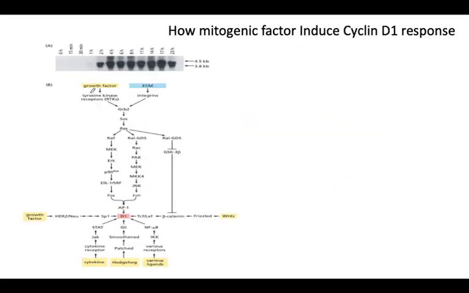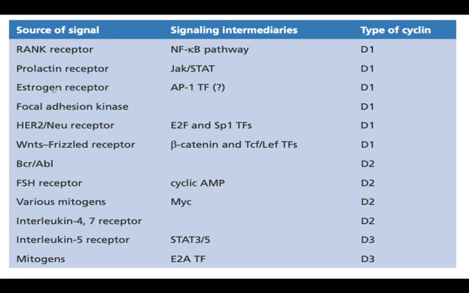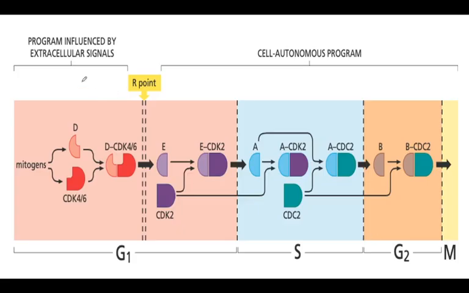Now depending upon the variability of these growth factors, there are D1, D2 and D3 cyclins. So if we look at this table, we can clearly see that estrogen receptor and some other important extrinsic mitogenic factors are being entertained by D1 cyclins, while mitogens and interleukins are trying to be regulated by D2 and D3 promoters to increase the message. And lastly, this is a comprehensive explanation that the program influenced by the extracellular signals is mainly dealt till this point, that is early and mid phase of G1 phase.